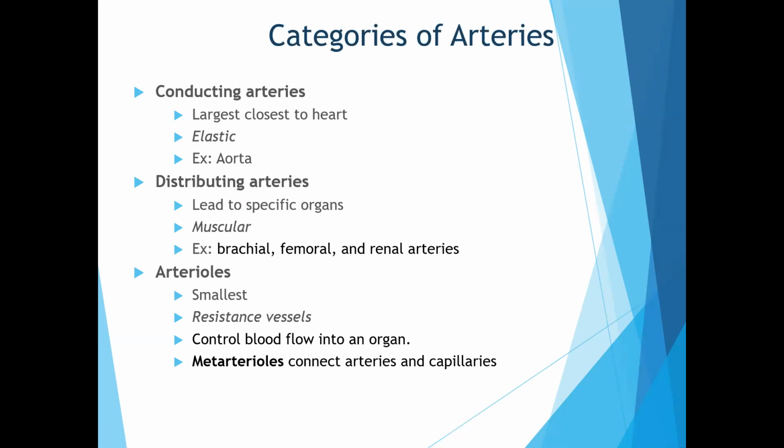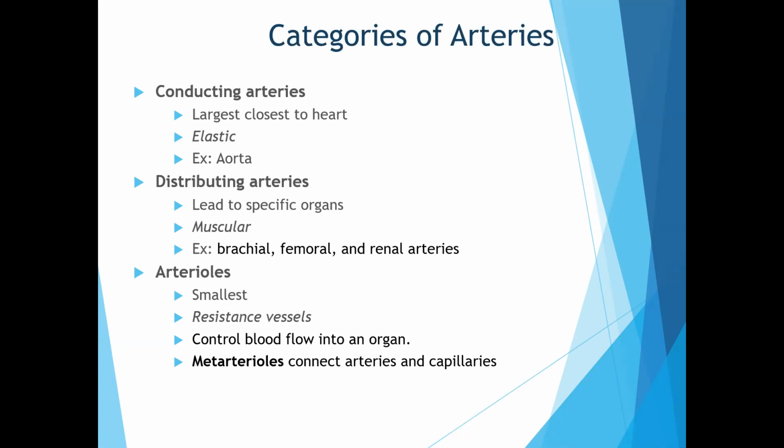So off of our conducting arteries, we're going to have distributing arteries. So these are going to go to specific organs, and they're very muscular. They have that really thick tunica media layer that we were just talking about. So some examples of distributing arteries are your brachial artery, your femoral artery, and your renal arteries. So as I said, they're going to specific organs or muscles.